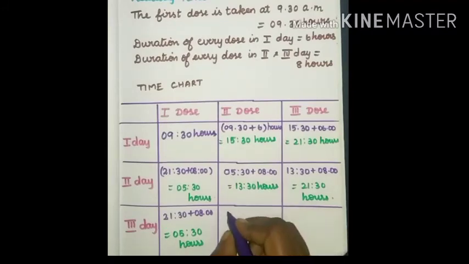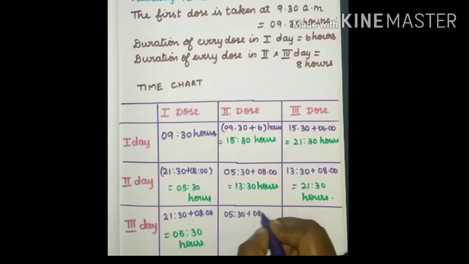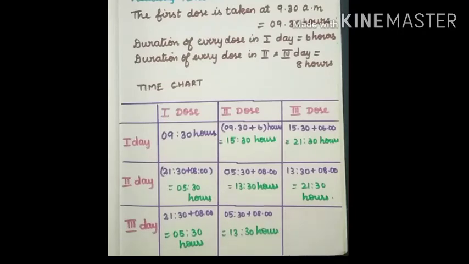To find the second dose, again you have to add 8 hours to 5:30 hours. Same, you will get 13:30 hours. To find the third dose, you have to add 13:30 hours plus 8 hours. 21:30 hours. Students, is it clear now? It is very simple to find the time chart.